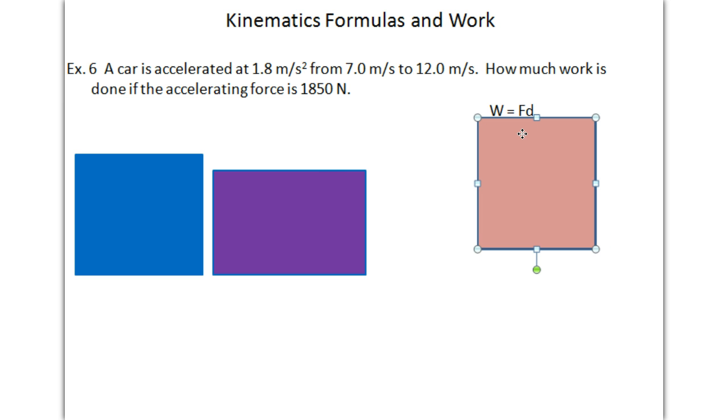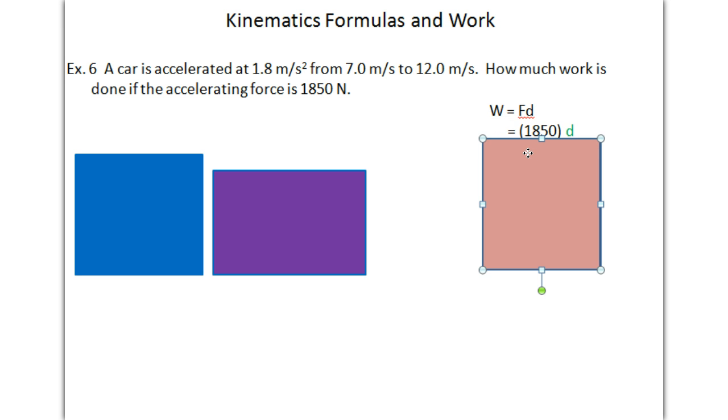So the first part here, we know that work is force times distance. So start with what you know. Start with this formula and see what you can put in. That'll give you a hint on where you need to go next. So if we put in our 1850 newtons, what we realize is that we don't know our distance. So we need to look back at our given information.